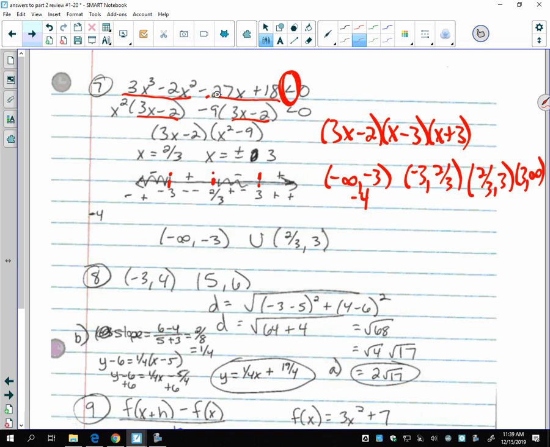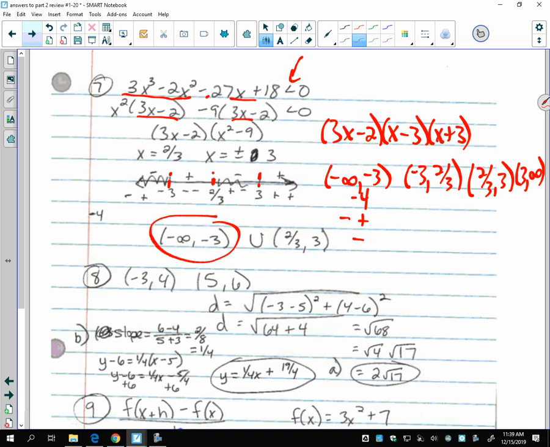You can go all the way back to the original if you want. And I'm looking to see, is it less than 0? Is it a negative number? So when I plug negative 4 in here, negative 4 times 3 is negative 12 minus 2. That's a negative number. Negative 4 squared is 16 minus 9 is a positive number. And a negative times a positive is a negative. And so that's kind of where this work came from. That is less than 0, so that's why that's one of my answers.